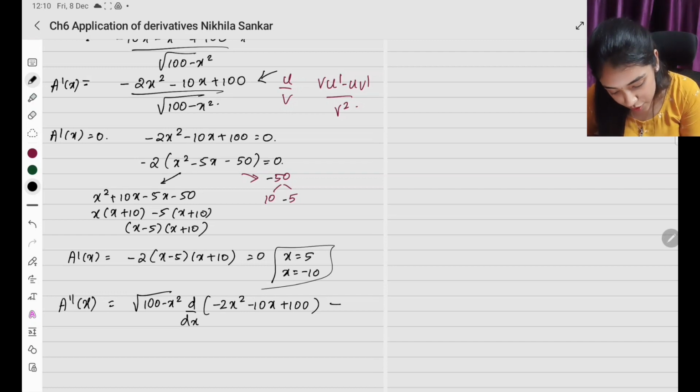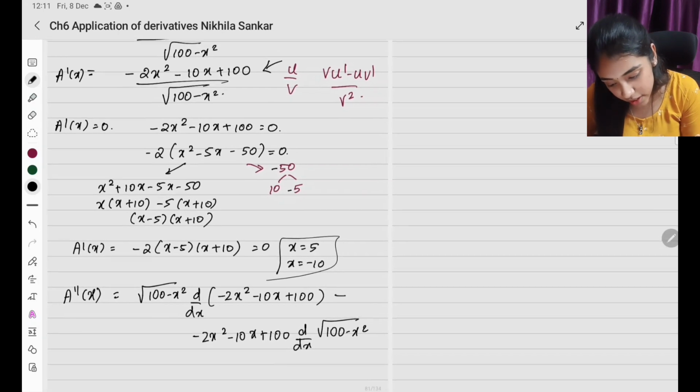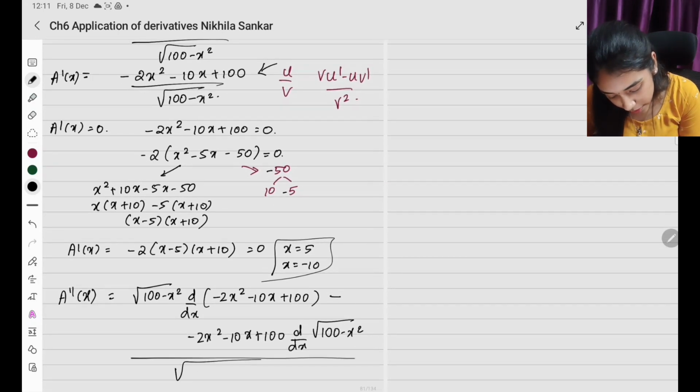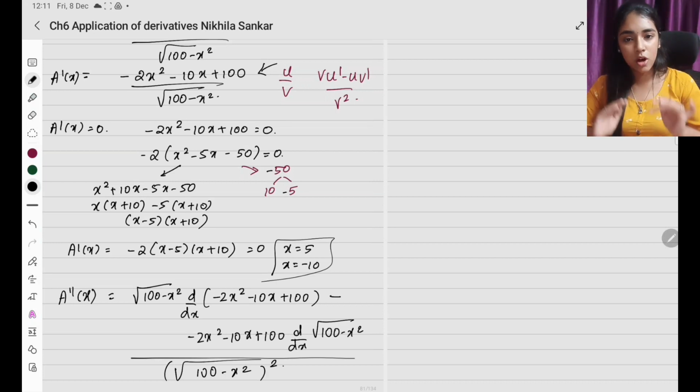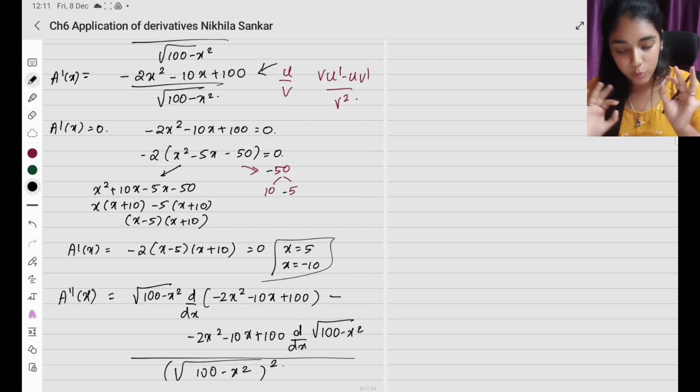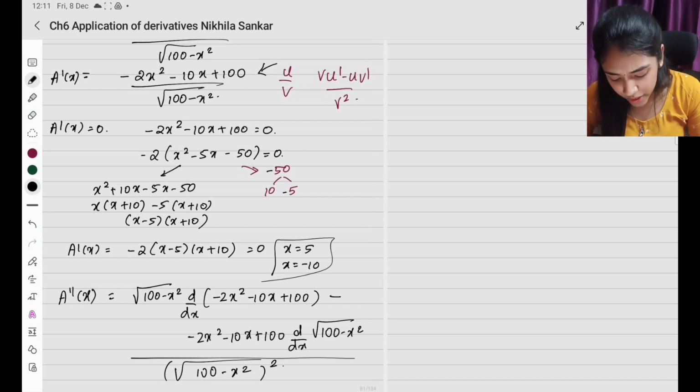Minus uv dash, which is going to be minus 2x square minus 10x plus 100 times d by dx of square root of 100 minus x square, the whole divided by square root of 100 minus x square the whole square. V square, right? So it is going to be the whole square. This is a little long sum, but the process is very easy. If you keep doing it, it will come. Okay, now what is there in the numerator?